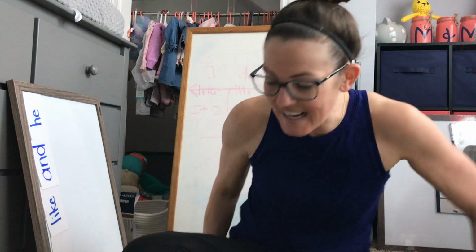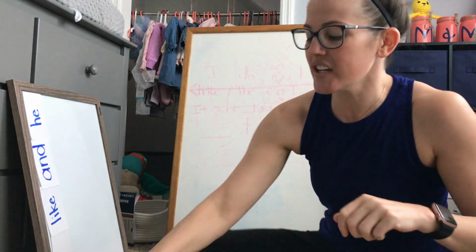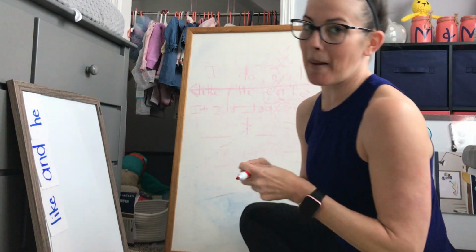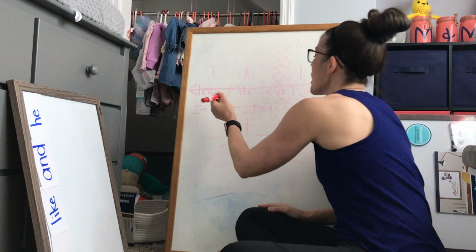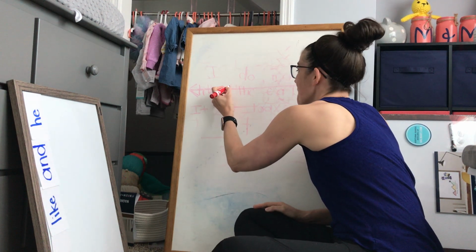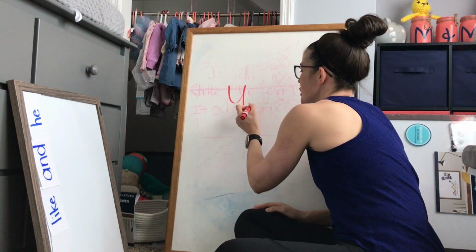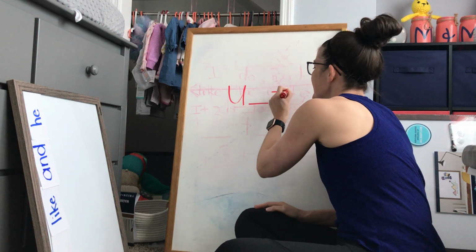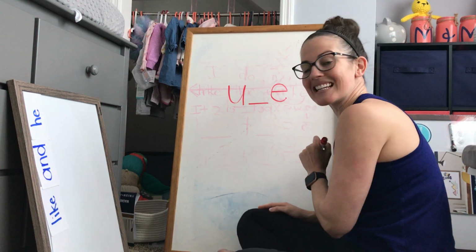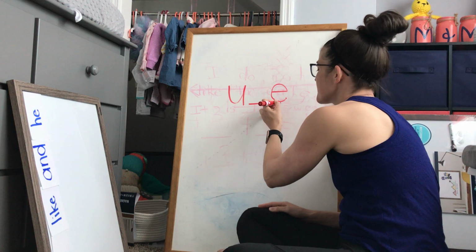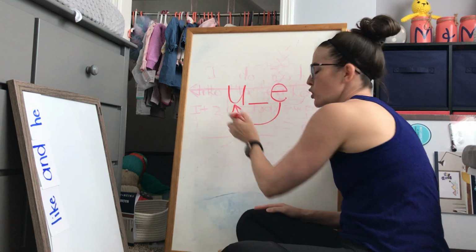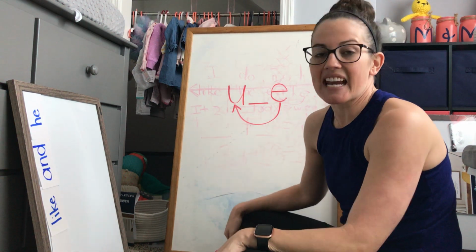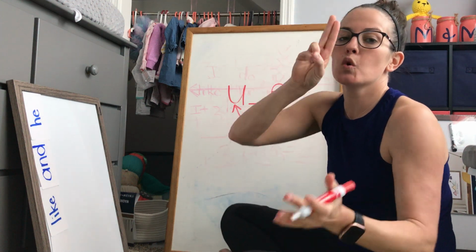All right. So yesterday we started our work, do you remember, with which long vowel? I hope you said U. And we were practicing it, U consonant E, where the E comes on the end to make the U say its name. It says U, U, U.